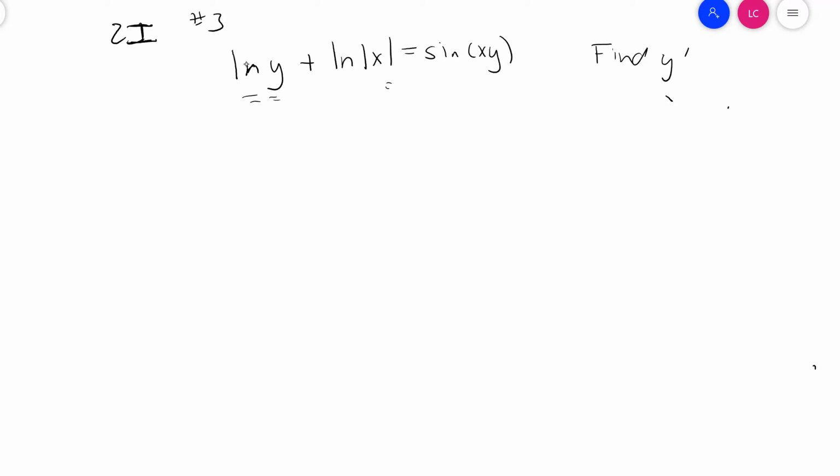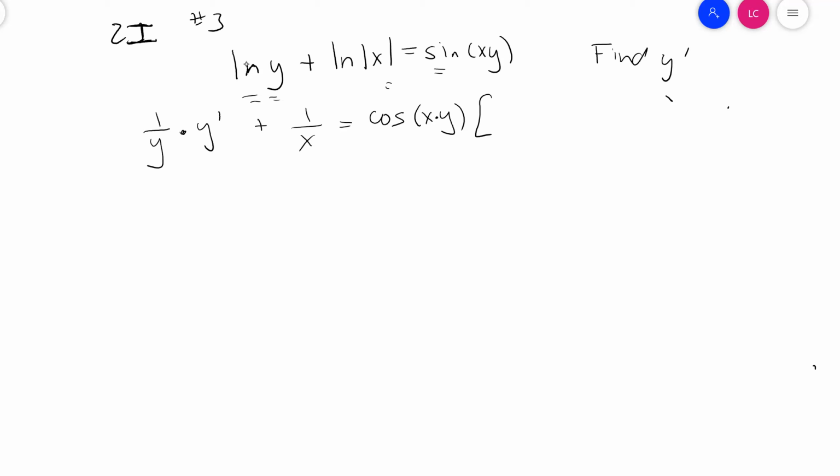So taking the derivative of ln of y with respect to x, I get 1 over y times y prime. And the derivative of ln of x is just 1 over x. Equal. Okay, so taking the derivative of the trig function, I get cosine. I carry the angle along, and I see that there's a product rule in here.